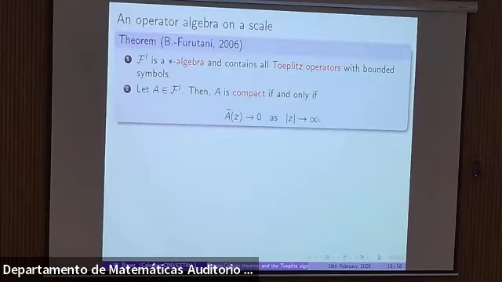And the next observation, which somehow relates this to Engliš's result, is that if you take an operator acting on this scale, so you may think of this as a well-behaved operator, then compactness of the operator again can be characterized by vanishing of the Berezin transform at infinity. And since these algebras contain all Toeplitz operators, and since they are algebras, they contain all finite sums of finite products of Toeplitz operators, but they may contain more. That truly extends Engliš's result to a larger algebra.